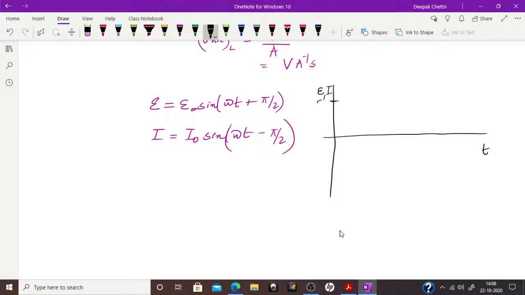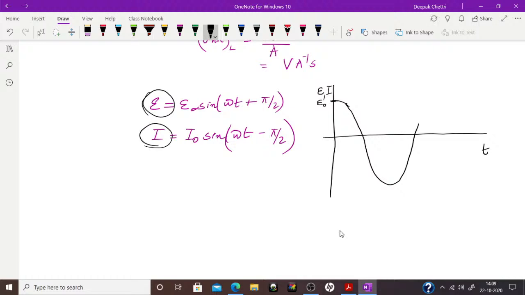So E naught is the maximum, that means somewhere here. At t equal to 0, the value of E is E naught. So somewhere here, understand, that means it will start from here and it will come this way. Right, somewhere like this. Okay, so this is your E.